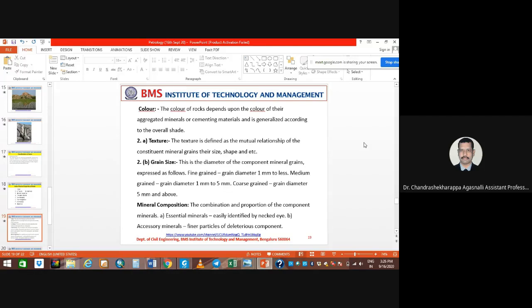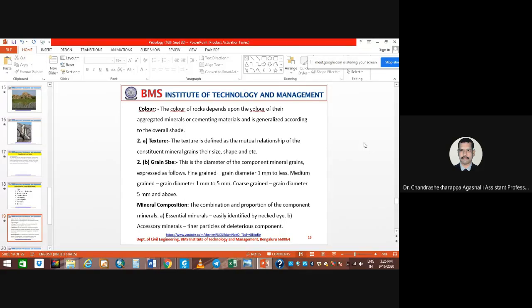The texture is defined by the mutual relationship of the constituent mineral grains, their size, shape, etc. Sizes vary: coarse, medium, and fine grains, and the shapes will also be different. Okay, and what is grain size?